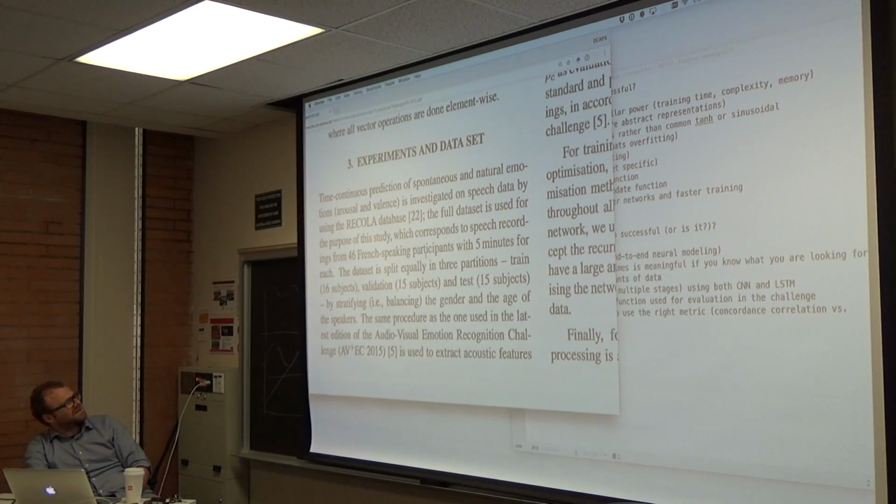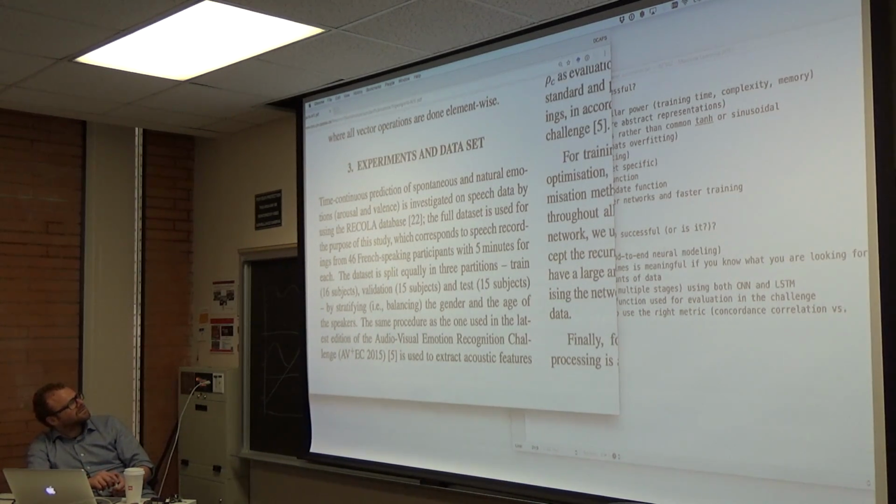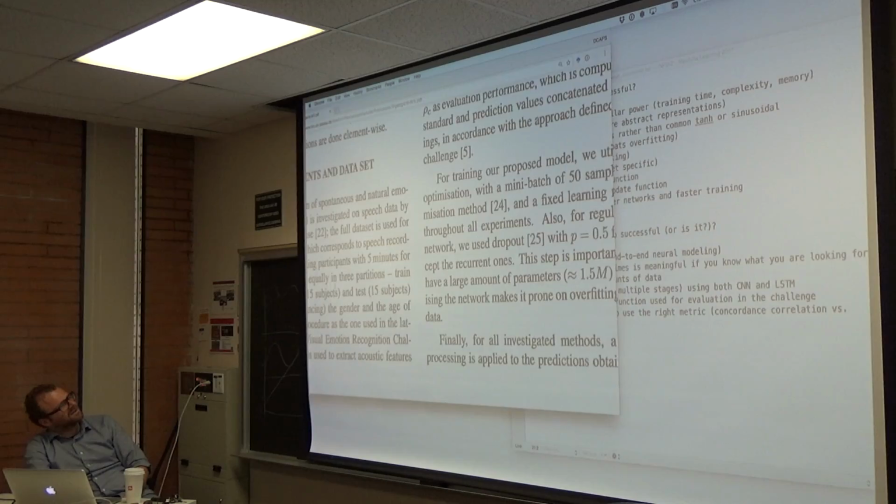But then, how big is that data set, by the way? 15, 15, and 15. So it's 46 French-speaking participants with 5 minutes for each. So you have 16 times 5, 15 times 5, and 15 times 5. You train on 16 times 5 minutes of data. It's not much, right? This is very tiny.